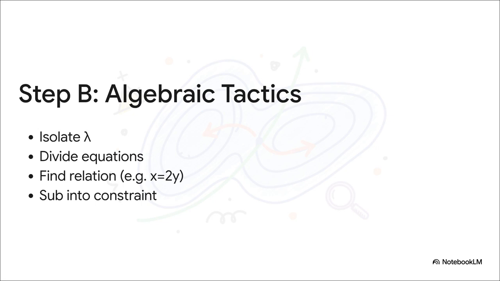Now we get to step B, which, let's be honest, is usually the trickiest bit, the algebra. The whole goal here is to get rid of lambda and find a relationship between x and y. A really common tactic is to solve for lambda in each of the first two equations and then just set them equal to each other. Once you get a simple relationship, something like, say, x equals 2y, you can plug that into your third equation, the constraint, to solve for the actual numbers, the coordinates for your candidate points.